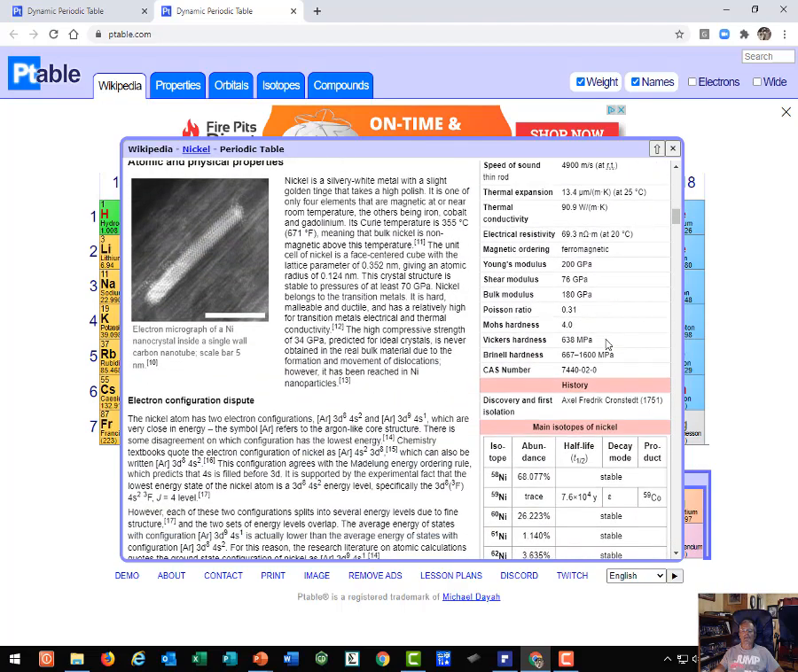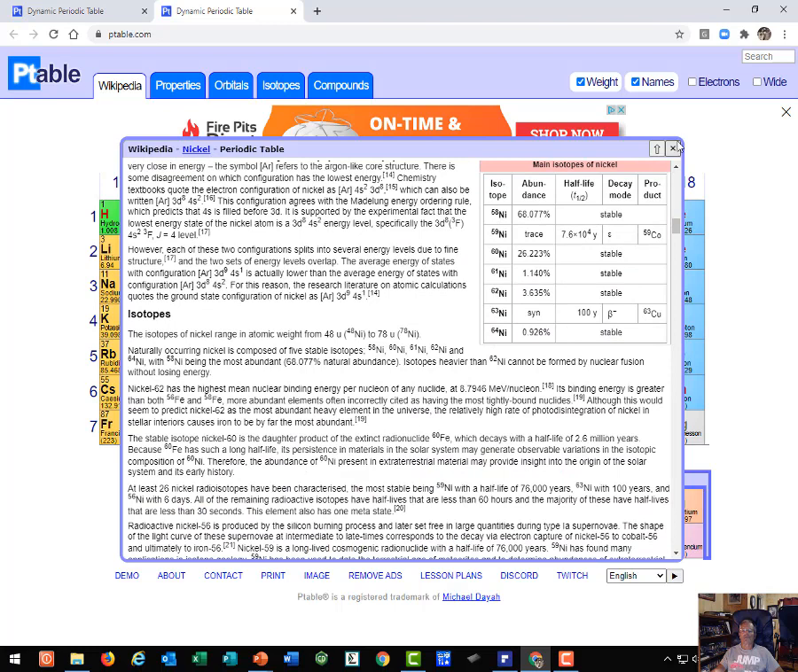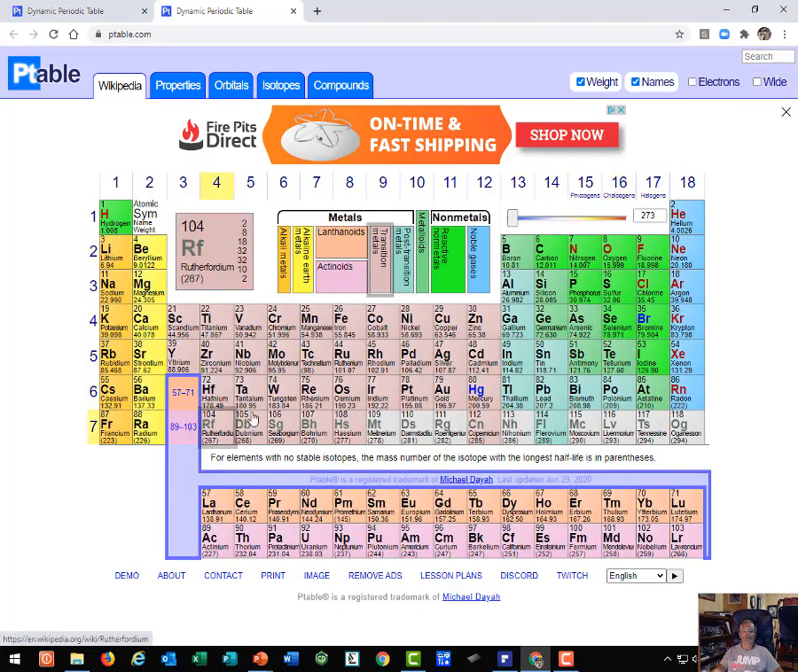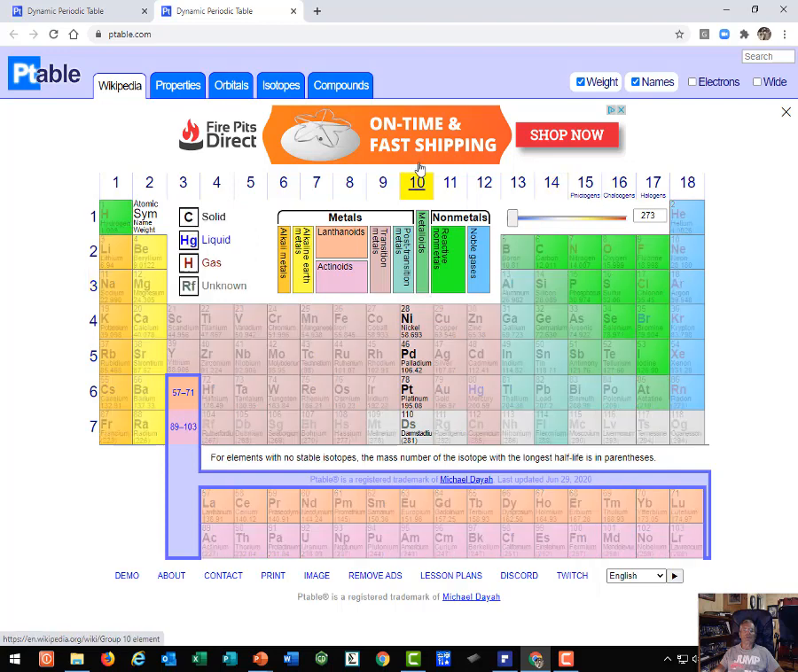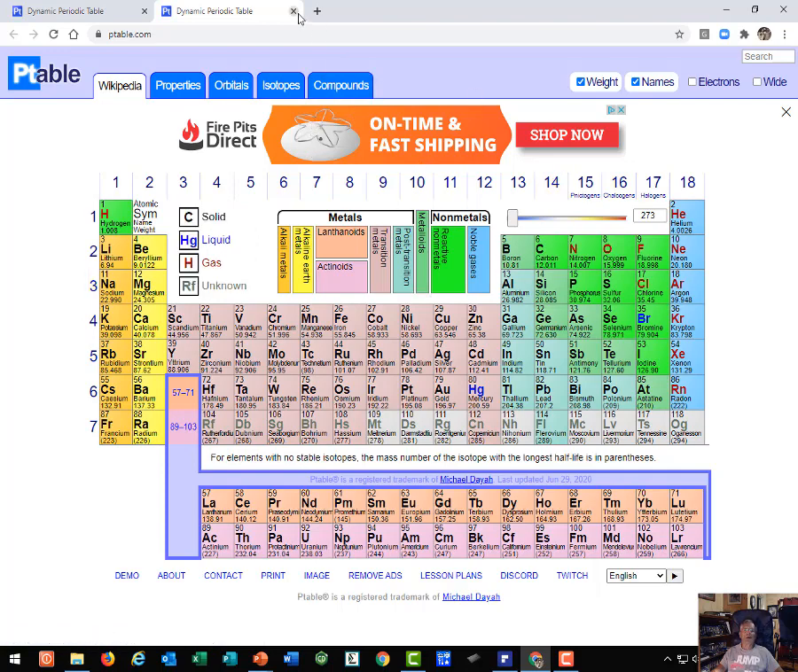So in any case, lots and lots of information. So any element that you want to know something about, if you simply get that periodic table up, roll over an element, and you can find out an awful lot about those elements.